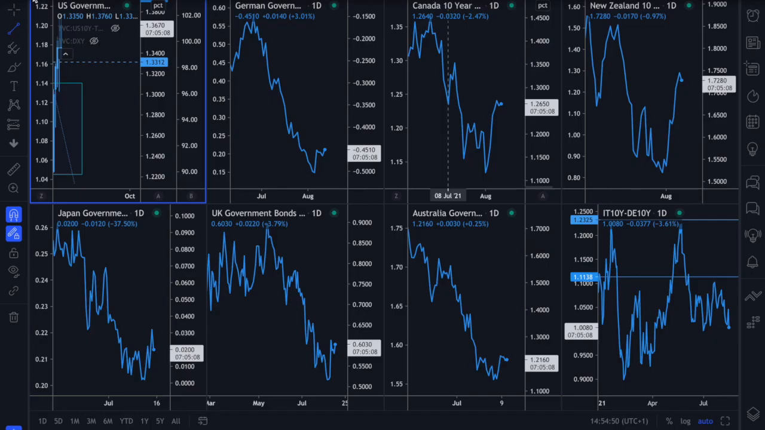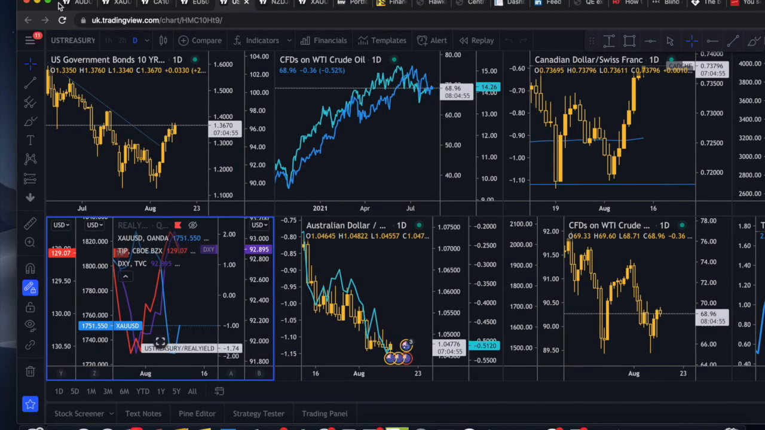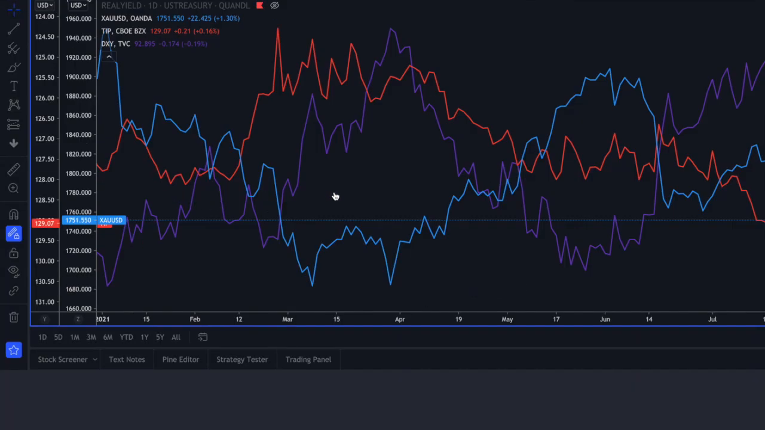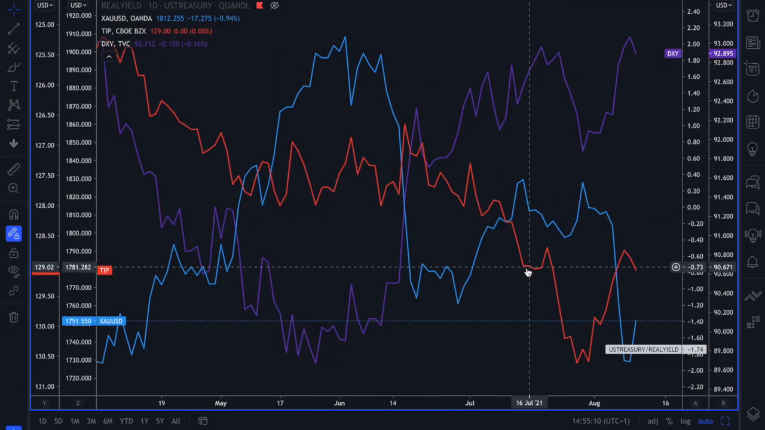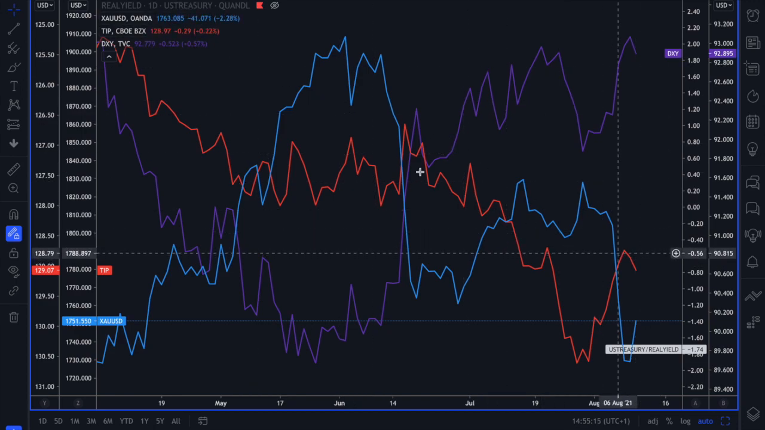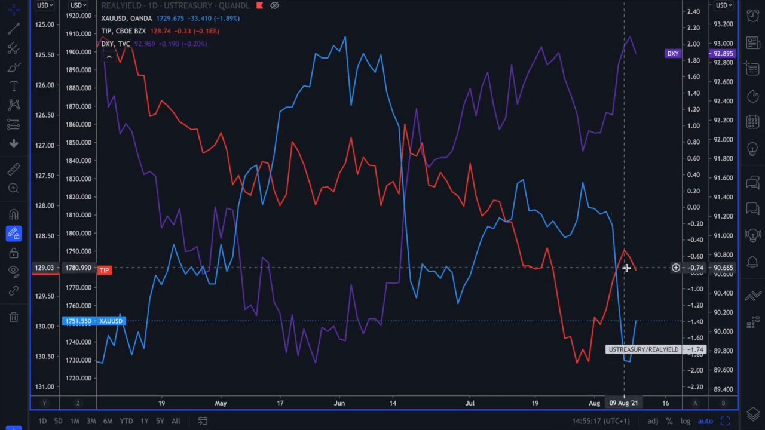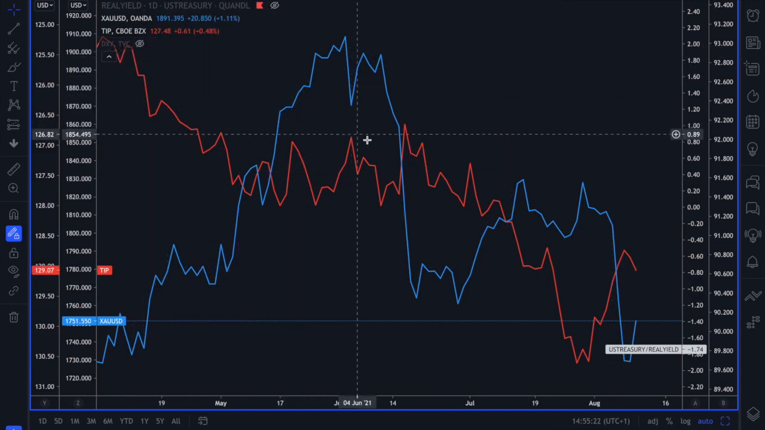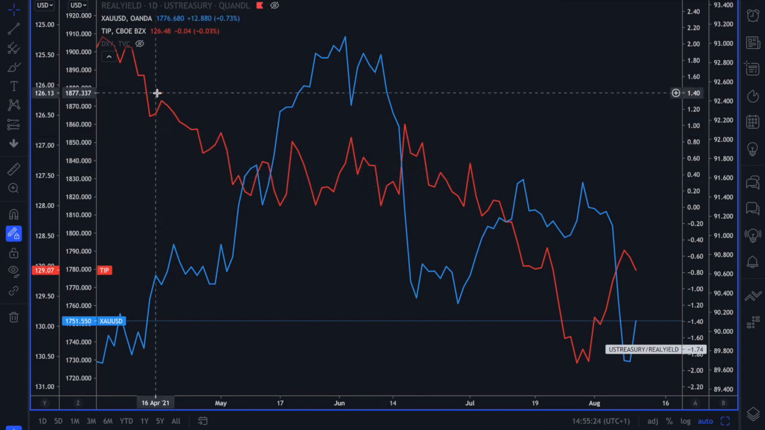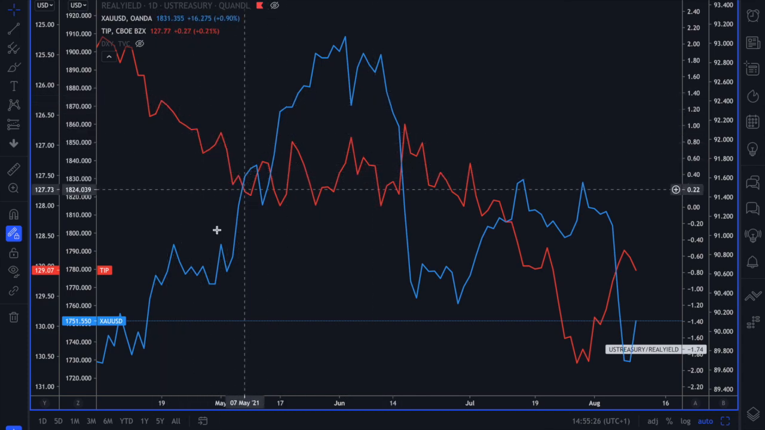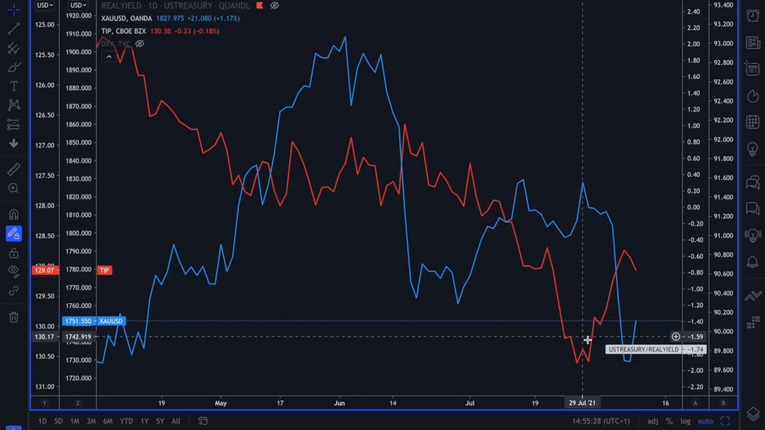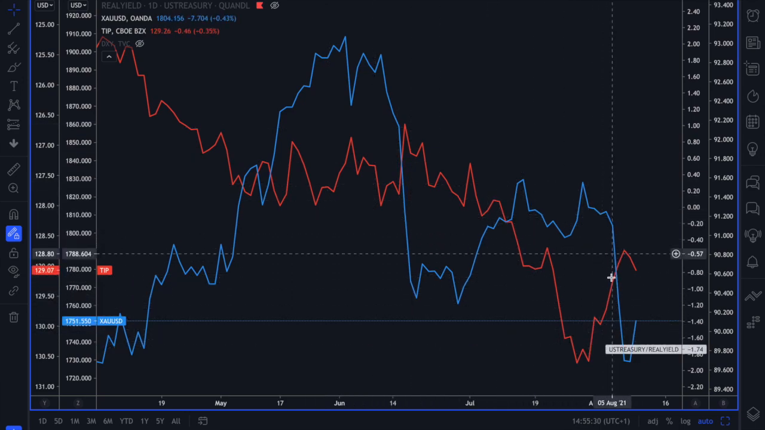Now let me show you in particular what is moving gold. If you have a look here, we have an overlay on the chart. On this chart, we have an overlay of gold prices, which is in blue. We have a proxy for real yields, which is red. And we have the dollar index, which is purple. Just set aside the dollar index for a moment. And what we see is when real yields fall, gold rises. And when real yields rise, gold falls.